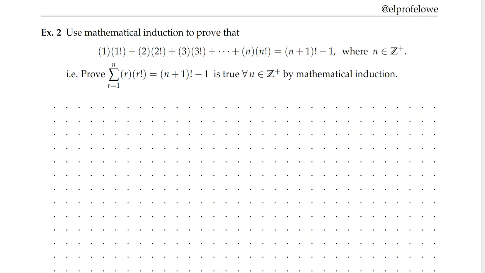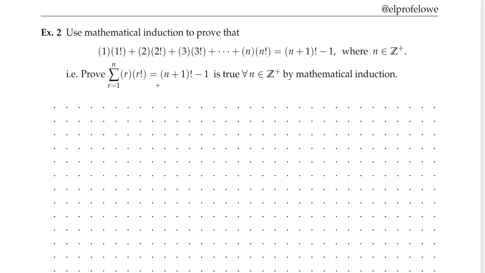Let's look at another problem involving mathematical induction, this time involving factorials and summations. We're given this question: use mathematical induction to prove that this summation, 1 times 1 factorial plus 2 times 2 factorial plus 3 times 3 factorial all the way to n times n factorial, can be simplified to n plus 1 factorial minus 1, where n is an element of the set of positive integers.